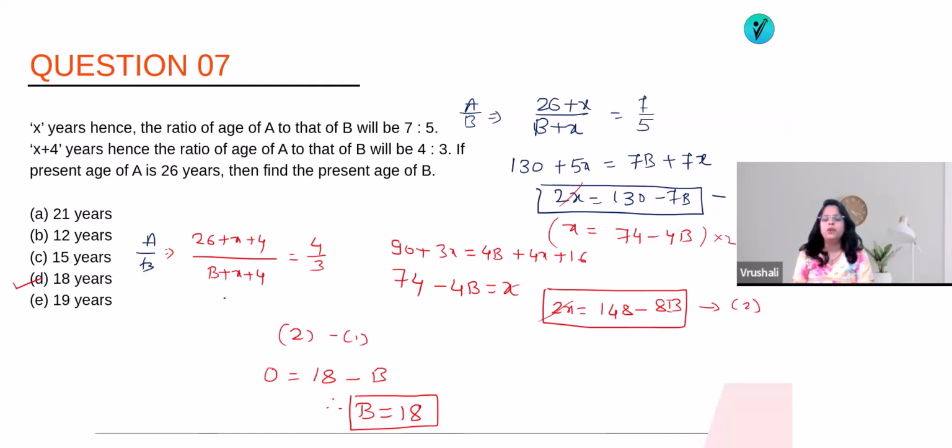Okay, I hope you have solved it and understood. We just have to write down the ratio and solve the equation. That's it. Simultaneous equation. So the answer is option number B. Now let's jump on the next one.